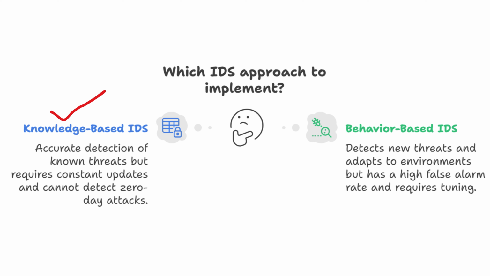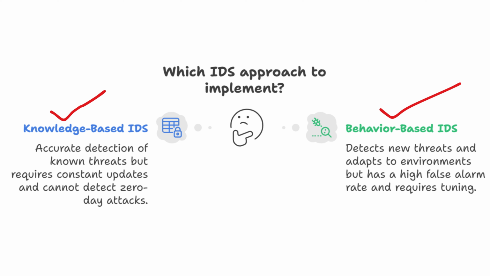The pros of knowledge-based IDS are that they have a low false alarm rate, since they only trigger on confirmed attack patterns, and well-documented alerts that security teams can easily understand. And the cons are that it needs constant updates to stay effective against new threats, and cannot detect zero-day attacks or brand-new hacking techniques. For example, if a hacker launches a known SQL injection attack, a signature-based IDS will detect it because it recognizes the specific attack pattern.